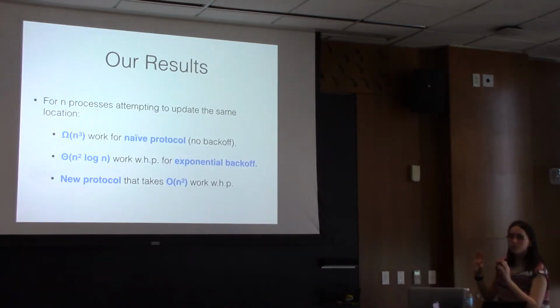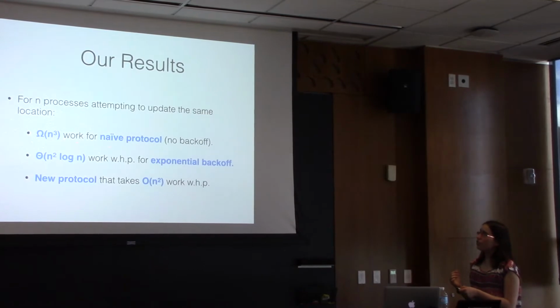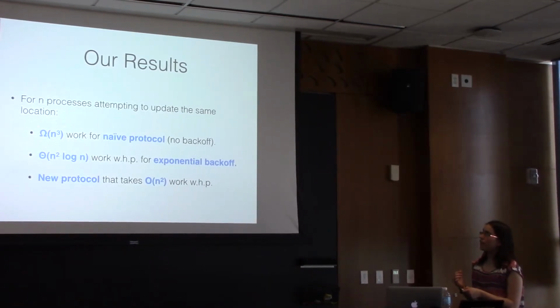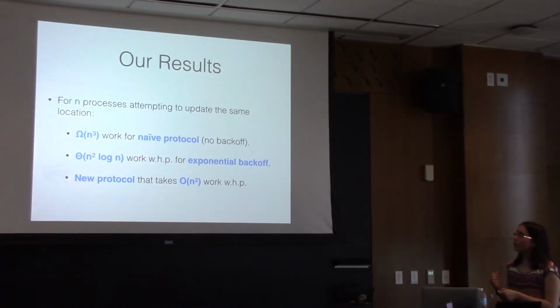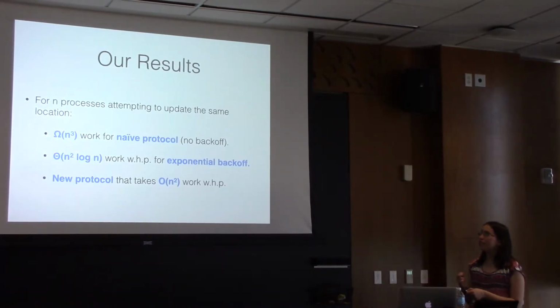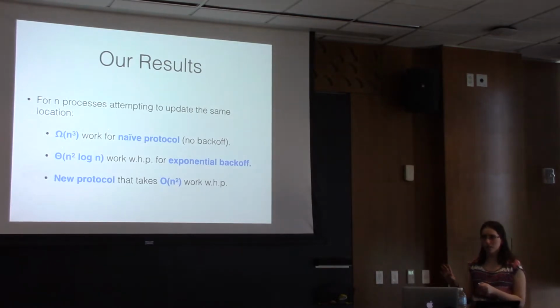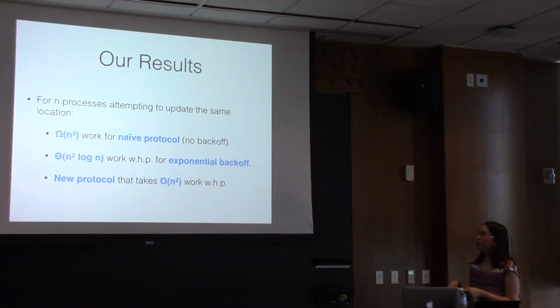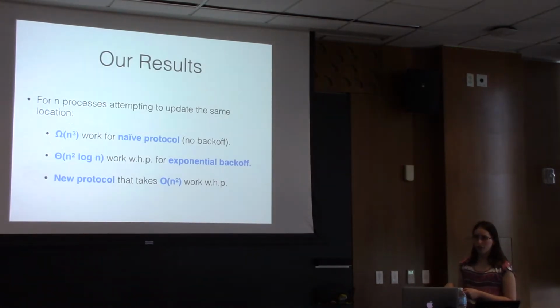All right, so now that we have our model, we can finally state our results. What we show using this model is that, just like we saw before, if you don't do any backoff, then you're at n cubed work. However, with this slightly relaxed model, we can actually show that exponential backoff does better than not doing anything, which reflects what really happens in practice. And then using this intuition, we give a new protocol that does better than the classic exponential backoff.